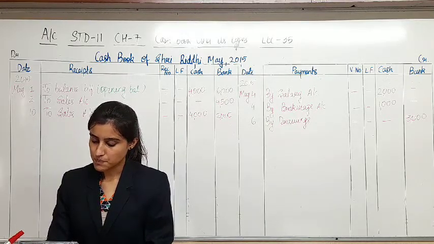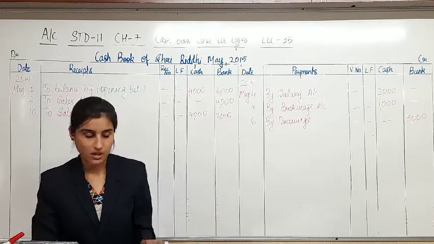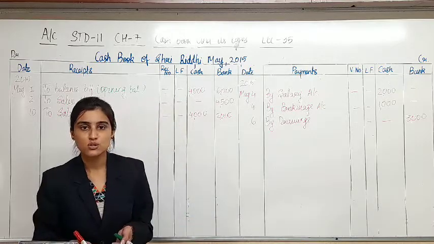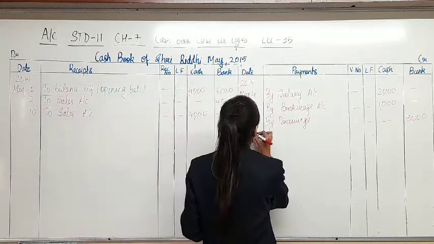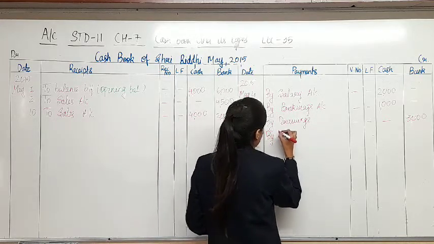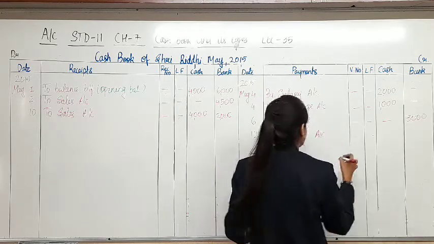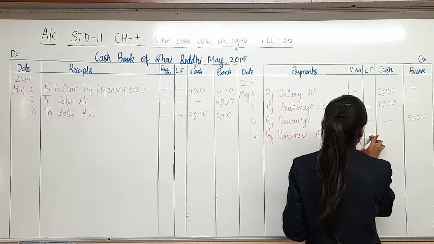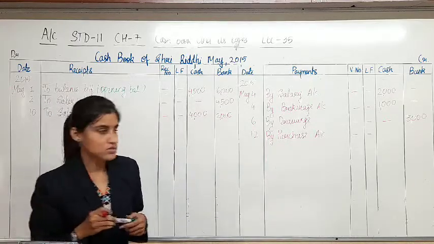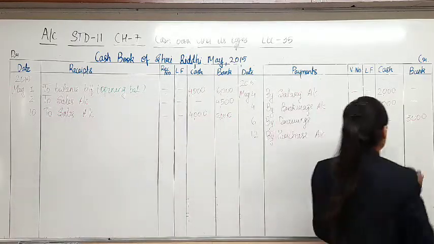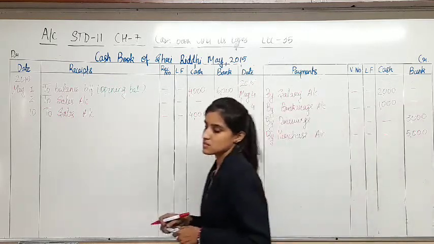On 12th of May, goods of rupees 5,000 purchased and the amount is paid by check. Of course, whenever you purchase goods, you are supposed to pay. So on the payment side, on 12th of May, by purchase account, goods are of rupees 5,000 and the amount is paid by check.